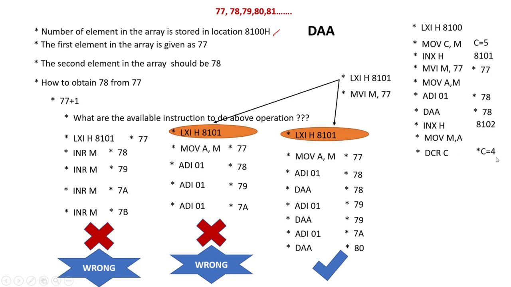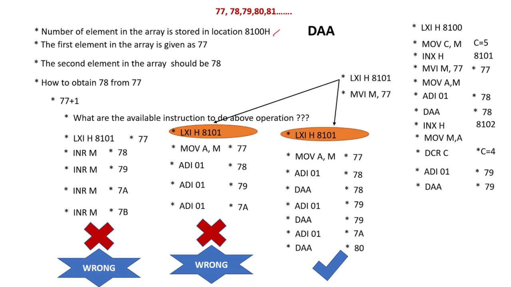Now the count becomes 4. Again we can add 01 with the content of the accumulator. What is the content of the accumulator now? It is 78. So 78 plus 1 gives 79. After execution of this instruction, the content of the accumulator becomes 79. Again we need to convert that into BCD by means of the DAA instruction. After the DAA instruction, the content of the accumulator is still 79 itself.